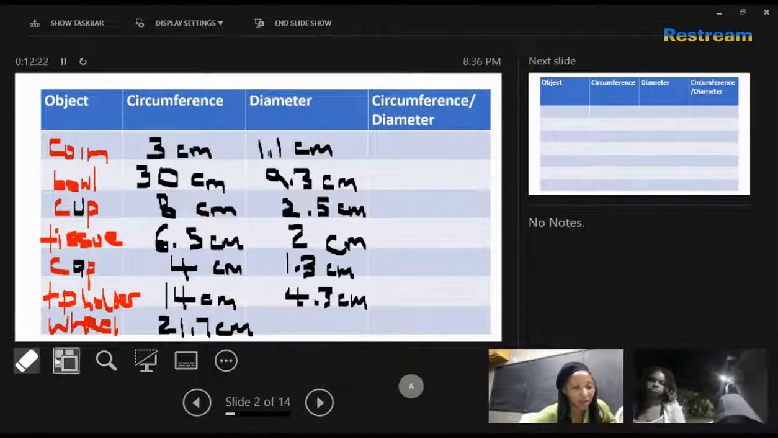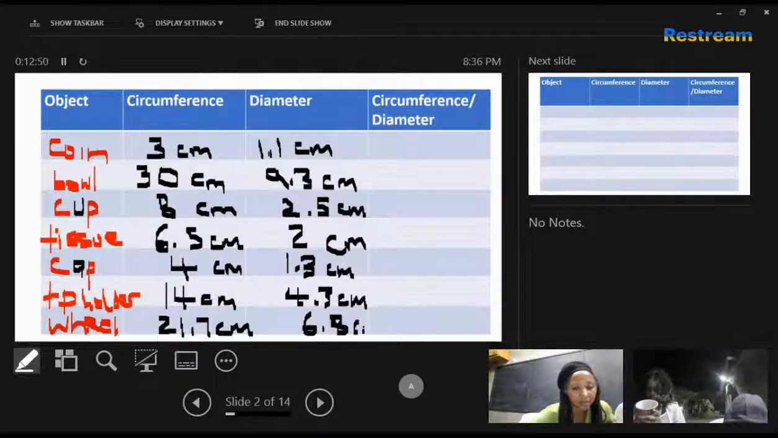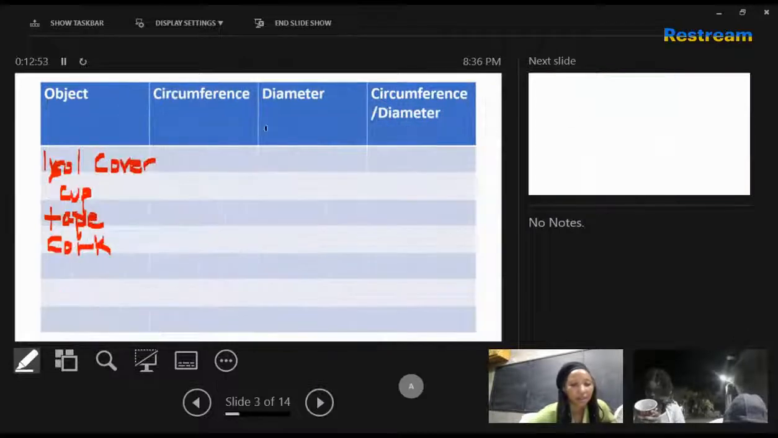In the red we have coin, bowl, cup, tissue, cap, toothpick holder and wheel. All right, so the diameter for the wheel was what? 6.8. All right. We're going to compare them. We're going to find pi. I'm showing them how they get pi.